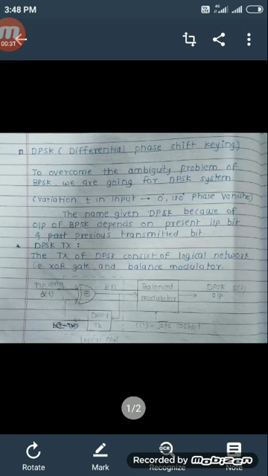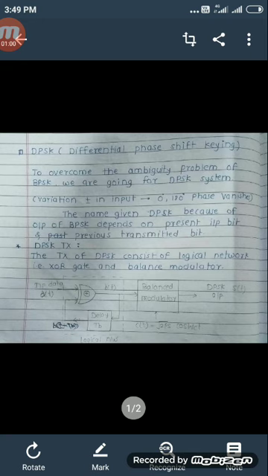The coherent system is the system in which the phase and frequency of the transmitter should be matched with the phase and frequency of the receiver. This type of system is called a coherent system. The second is the non-coherent system. The non-coherent system is the system in which the phase and frequency are not matched with the phase and frequency of the receiver.